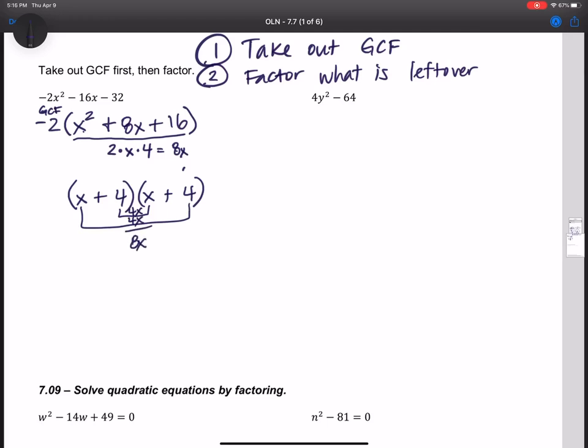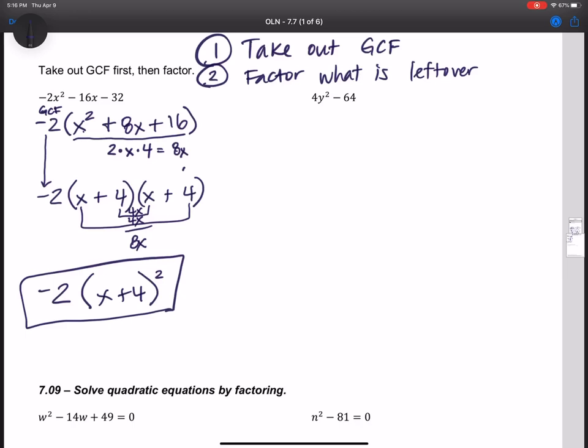All right, some things that people usually forget. You cannot lose that -2, your greatest common factor. So put that in the very front. Now, look at your 2 parentheses. They're exactly the same. So we would write it as -2 times (x plus 4) quantity squared. And that is your final answer.